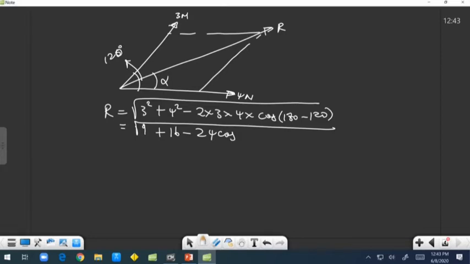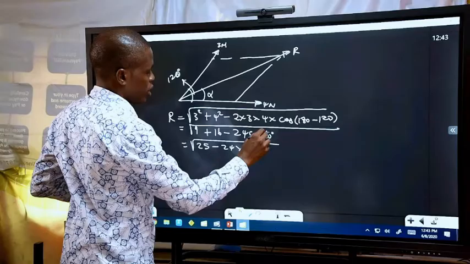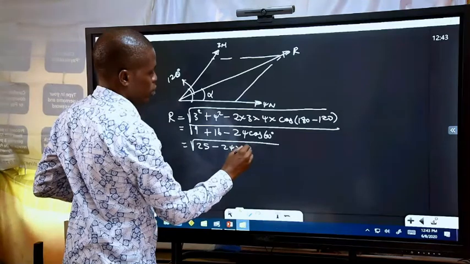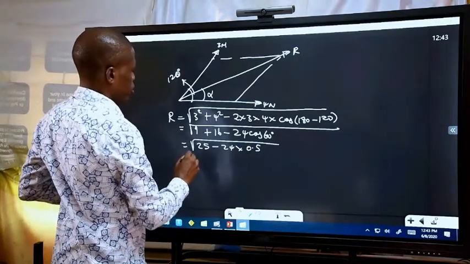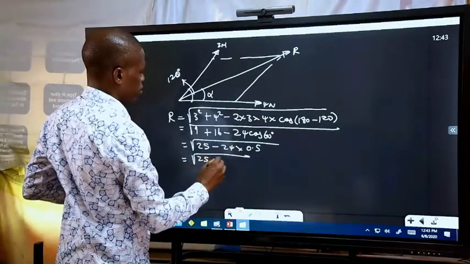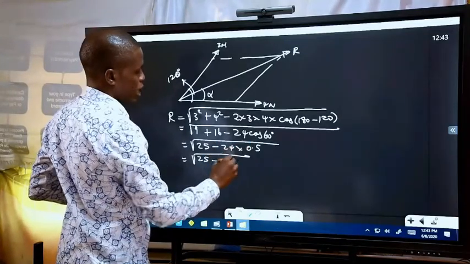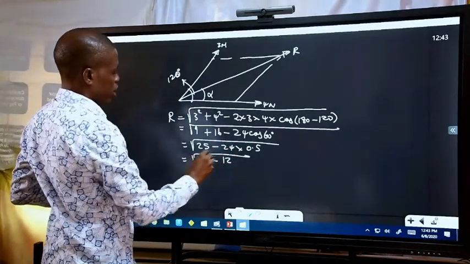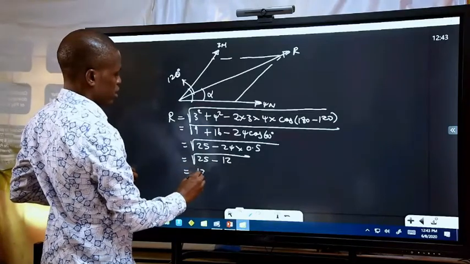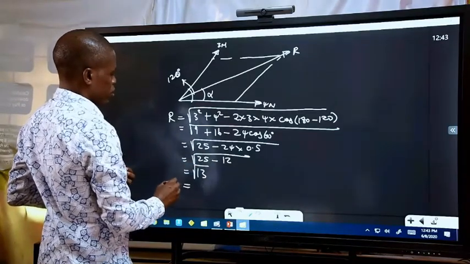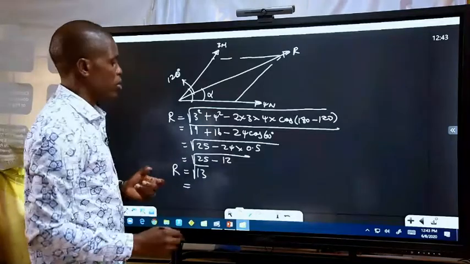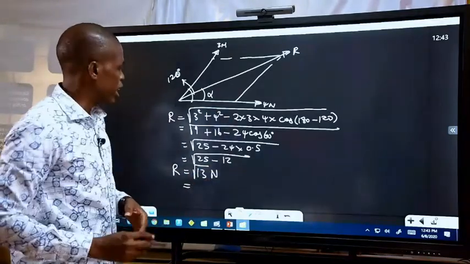You can say cos of 180 minus 120 is cos 60 degrees. That gives us 9 plus 16, which is 25, minus 24 times cos 60, which is 0.5. So we have the square root of 25 minus 24 multiplied by 0.5, which is 12. 25 minus 12 is 13. So the square root of 13. You can get that using your calculator. So root 13 newtons is the answer.